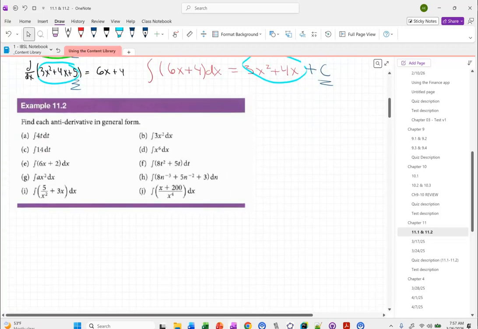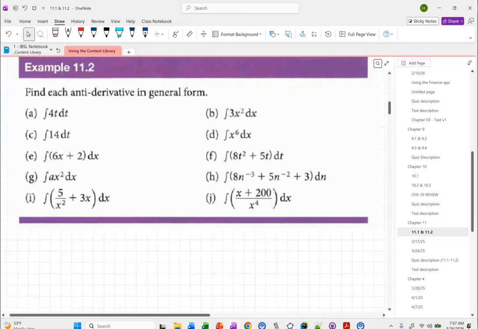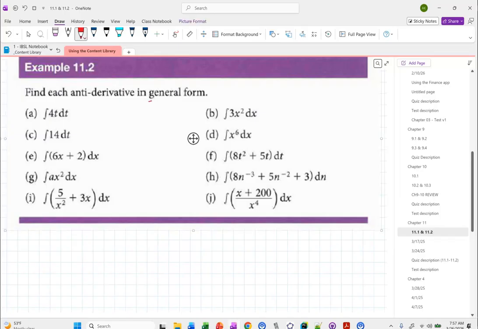All right. Let's go and just do some practice now. So we're not going to do all of these. We'll pick a couple. Sound good? So the directions ask, find each antiderivative in general form. So when I see general form, I know that that's going to mean that every answer has a plus c at the end. Okay? Easy place to lose points is just forgetting plus c's when you're supposed to put them there. Let's try to make sure we do a good job on that.